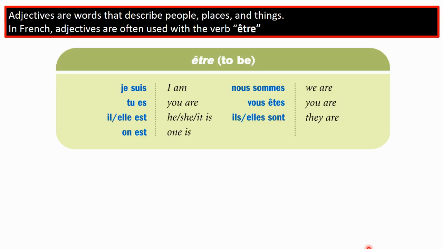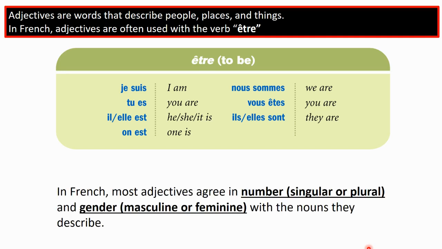Je suis, tu es, il est, elle est, on est, nous sommes, vous êtes, ils sont, elles sont. So today we're going to see this verb with the adjective of nationality. One thing that you must remember is that adjectives in French agree in number. That means they can be singular or plural, and they must agree in gender. That means they are either masculine or feminine, and they depend on the nouns that they are describing.